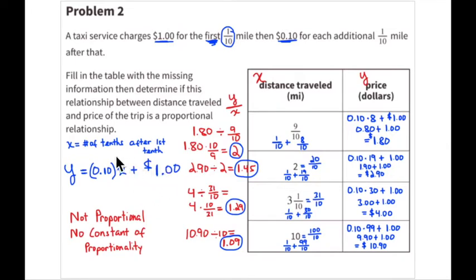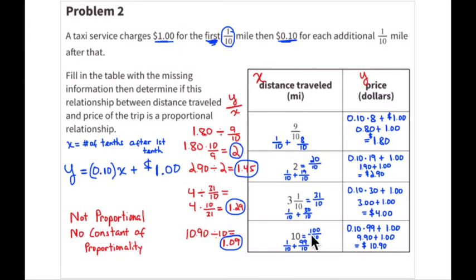So here's the equation once again. And this first part is proportional, but it's then adding that $1 that makes it not proportional. So it's not a proportional relationship because there is no constant of proportionality.